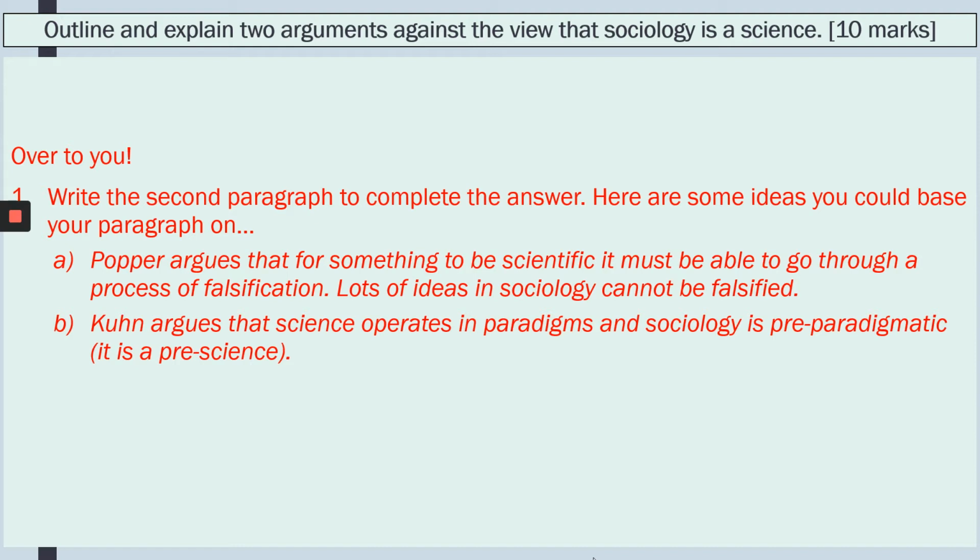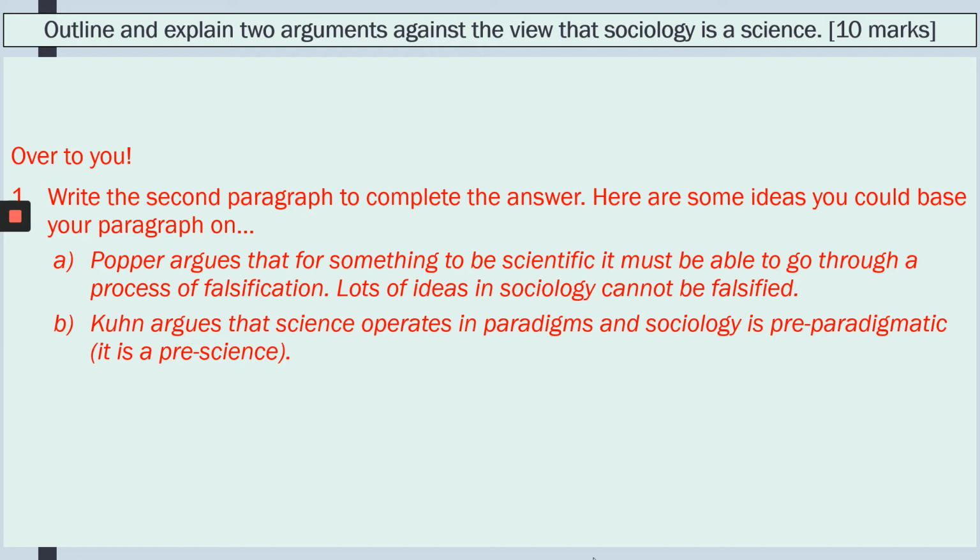Another argument that you could make is Kuhn's arguments about paradigms. And he argues that science operates in paradigms and sociology currently does not. Currently, it's pre-paradigmatic. It's a pre-science or a young science. So really you can use him if you say that, well, we're not a fully fledged science yet because we haven't got this one single theory or paradigm or way of looking at and understanding social behaviour.